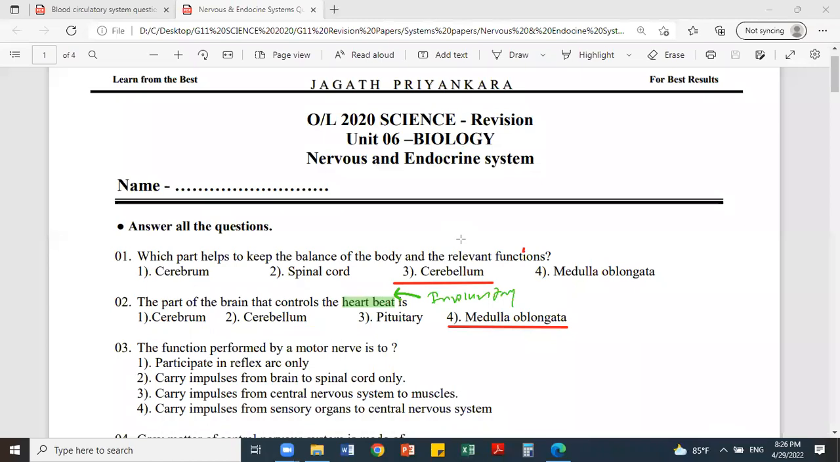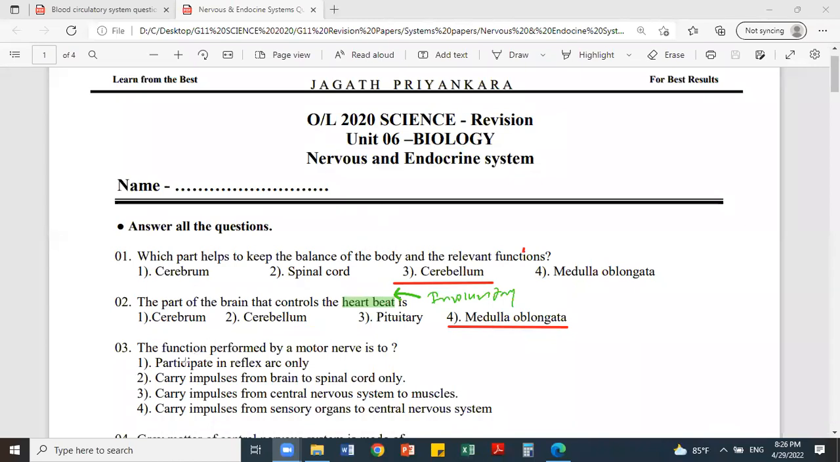Any volunteers? Question number 3, the answer. Third MCQ, the answer. I'll ask the answer from Manit, Dasula, Arosha. Third answer. Yeah, carries impulses from the central nervous system towards the muscles. Yes, very good. Answer is 3.